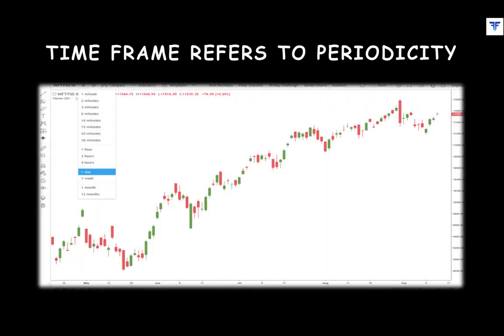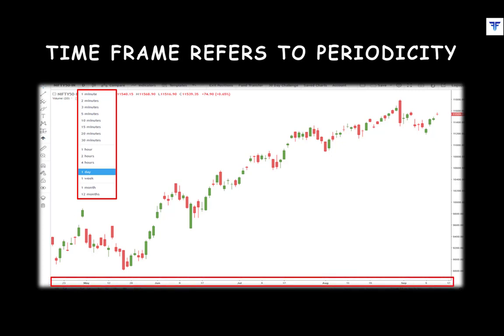But first things first, what is a time frame? In the context of technical analysis, time frame refers to the periodicity of the chart that the technician is viewing. Examples include the 1 minute time frame, the 1 day time frame, the 1 month time frame, and so on. Depending on the time frame chosen, the way the time appears alongside the x-axis will vary.